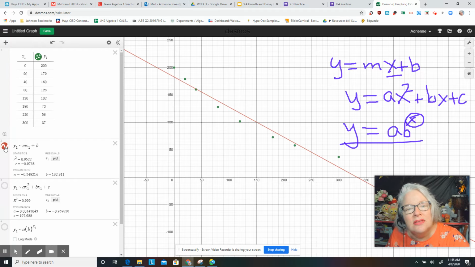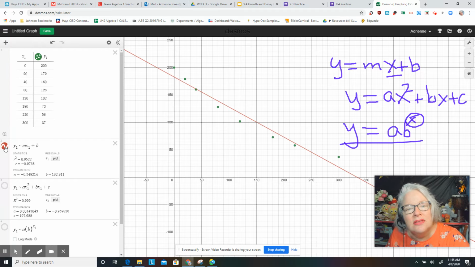It hits one of my points. It's above the majority of them and below 2 of them, 3 of them, because there's this one here. What do you think? Do you think that's a good model for our data? Pause the video, think about it.